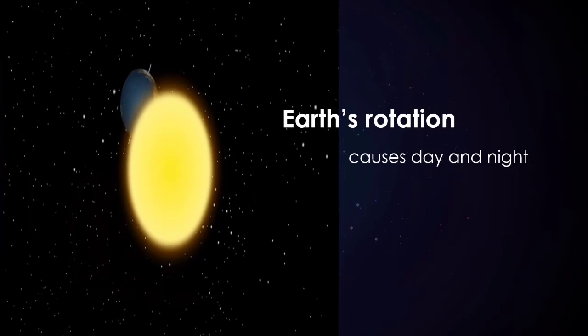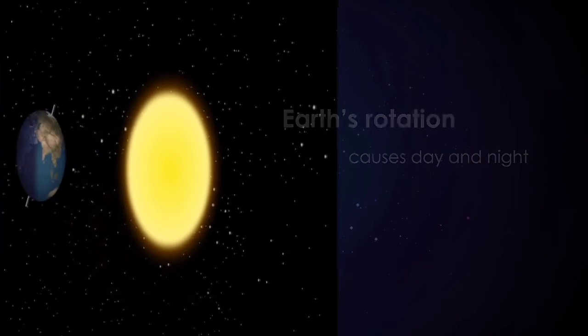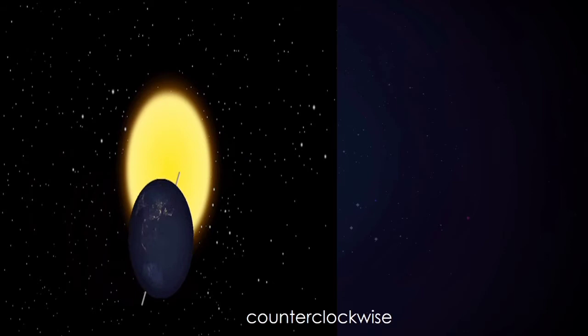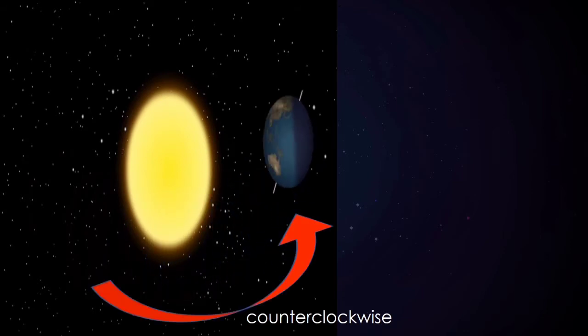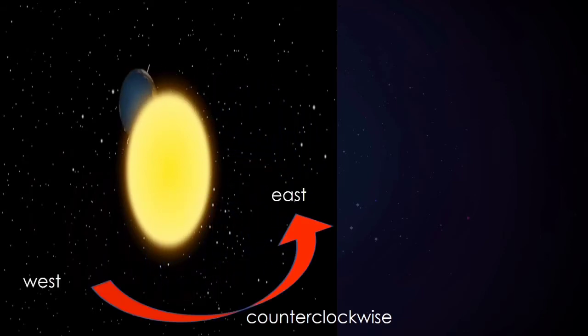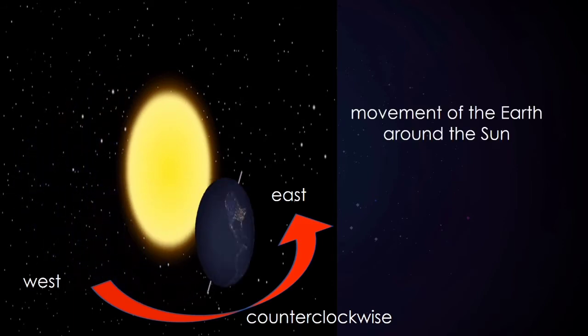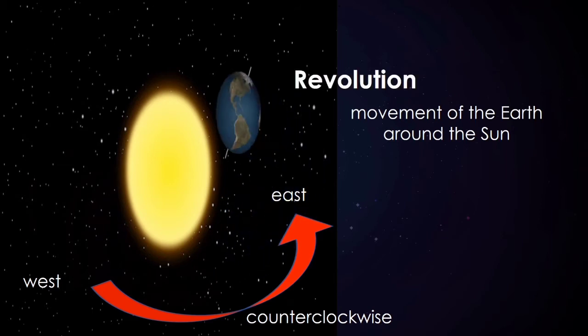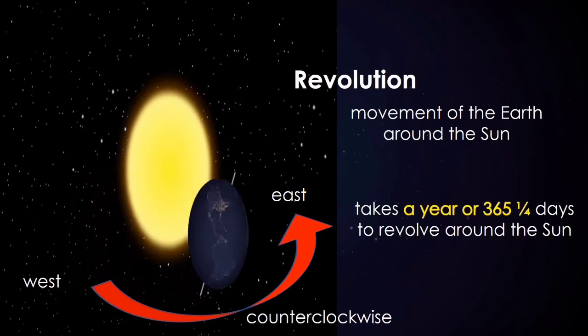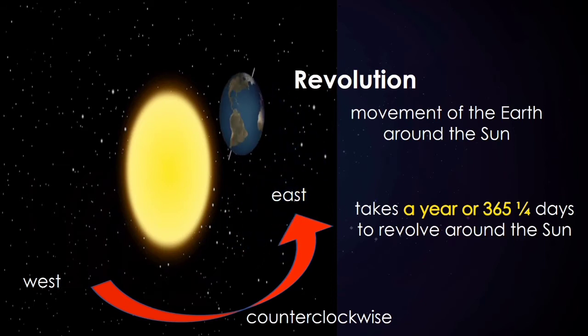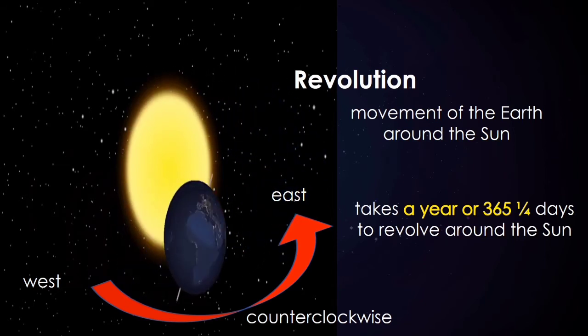How will you relate this activity to the cycle of completing a year on Earth? Yes, you're right. Just like in the activity, the Earth spins in a counterclockwise direction around the Sun. This movement is called revolution. It takes a year or 365 and 1/4 days to revolve around the Sun.